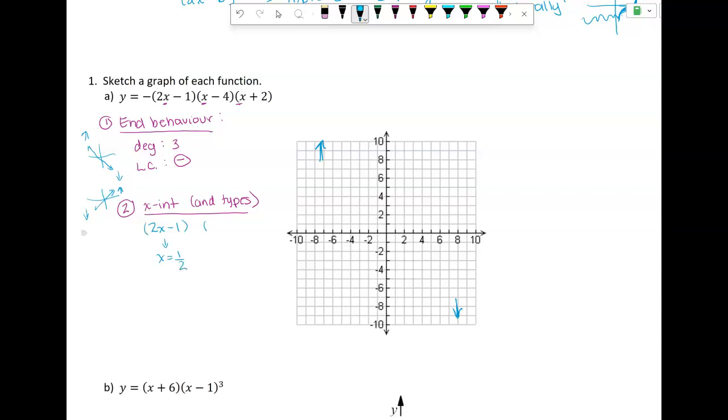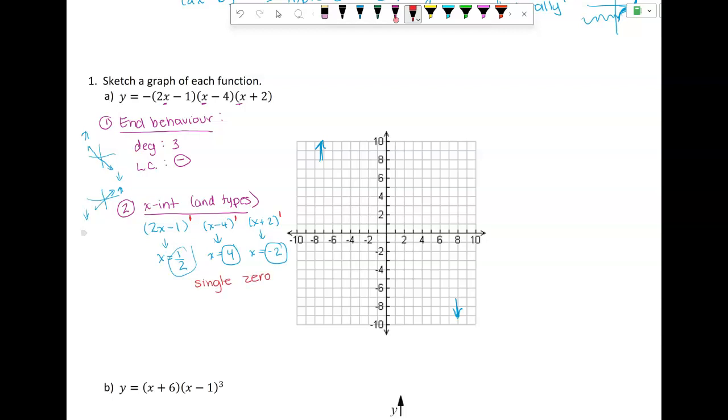The bracket of x minus 4 is going to produce an x-intercept of positive 4. And then the last bracket, x plus 2, is going to produce an x-intercept at x equals negative 2. So I've got 3 x-intercepts here, and they're all singular. And how do I know that they're all singulars? Because the exponent on each of these brackets was 1, so it's like a line. So these are all going to be single zeros only.